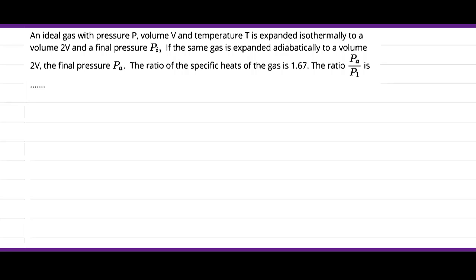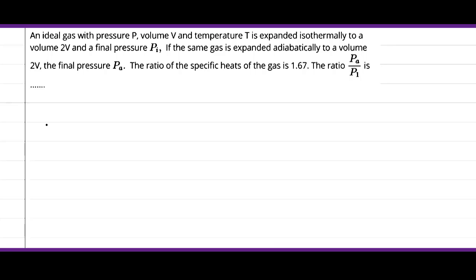Hello everyone, here the question is: an ideal gas with pressure P, volume V and temperature T is expanded isothermally to a volume 2V and a final pressure Pi. If the same gas is expanded adiabatically to a volume 2V and final pressure Pa, the ratio of specific heats of the gas is 1.67. Given this, we have to calculate the ratio of Pa upon Pi.